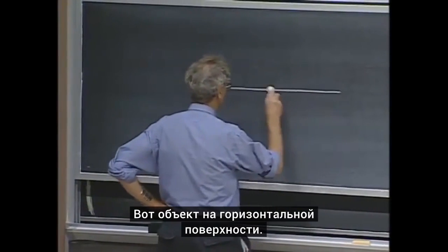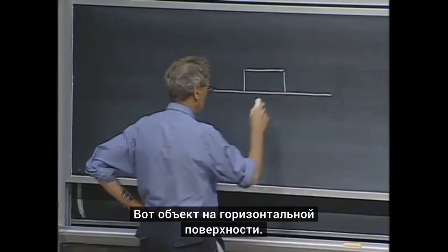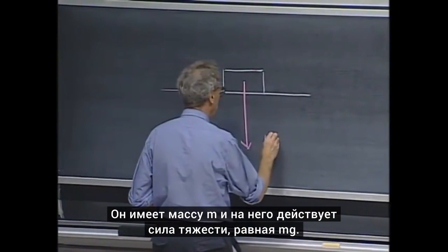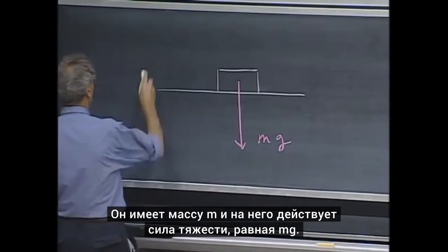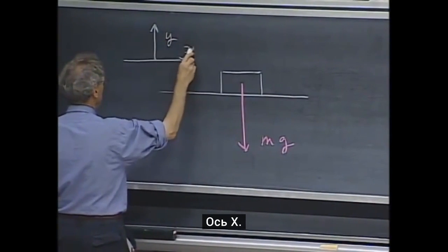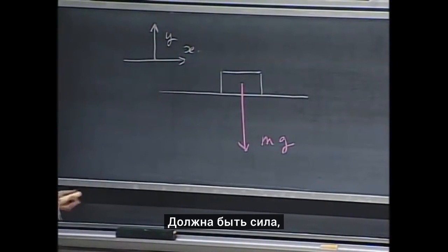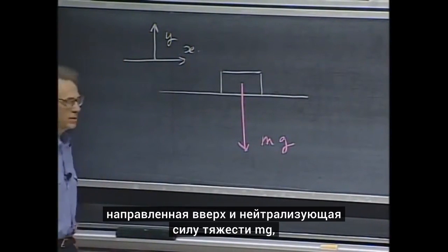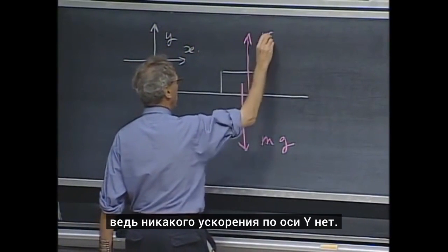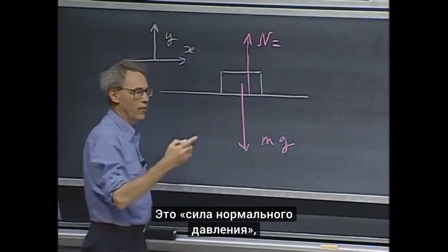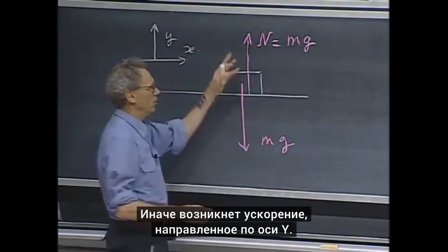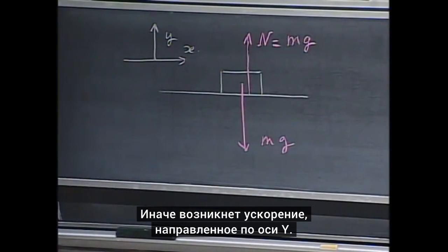I have an object on a horizontal surface. The object has a mass m, gravitational force mg. This is the y direction. This could be the x direction. There must be a force pushing upwards from the surface to cancel out mg because there's no acceleration in the y direction. We normally call that the normal force because it's normal to this surface, and it must be the same as mg, otherwise there would be an acceleration in the y direction.